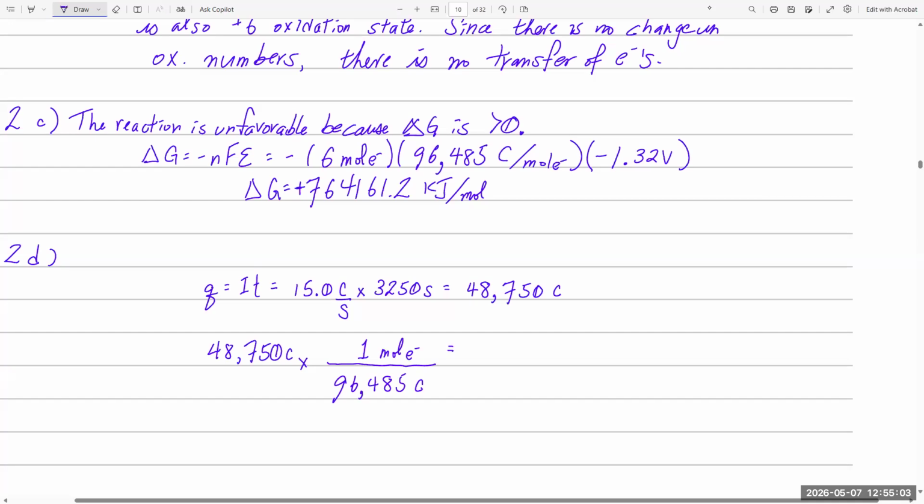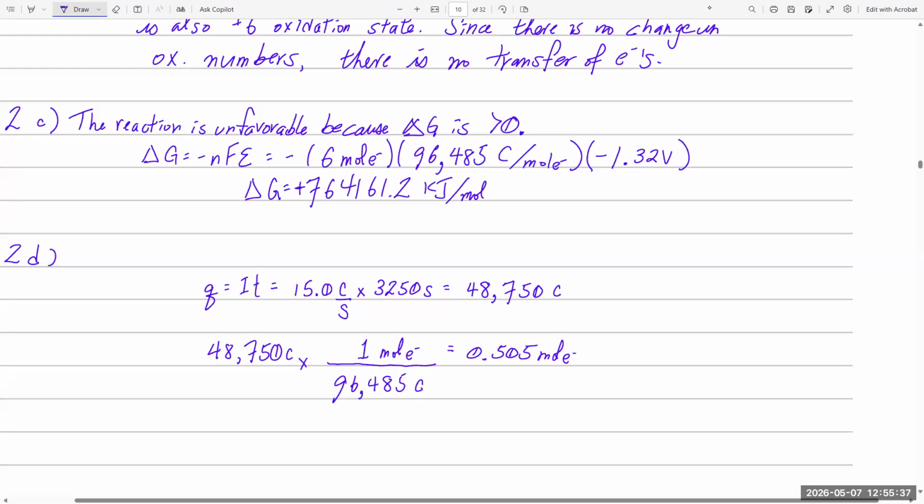So what does that come out to? 48,750 divided by 96,485. That is 0.505. Should I worry about sig figs here? Maybe. Let's go to 3 sig figs, right? Because 15.0 amps and 3250 are both 3 sig figs, so 0.505. 0.505 moles of electrons is what we got.